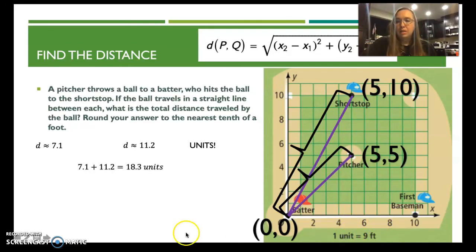Okay, so we're going to add these two numbers together. We're going to take 7.1 plus 11.2, and that'll give us 18.3 units. We're going to multiply that by 9, and our final answer is 164.7 feet.